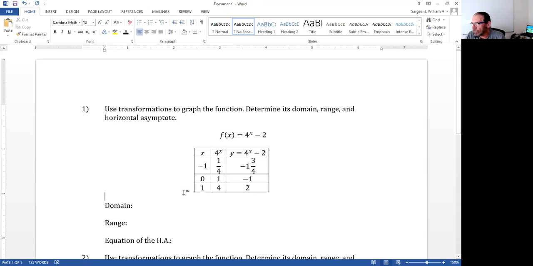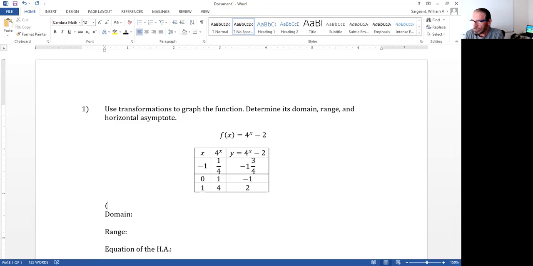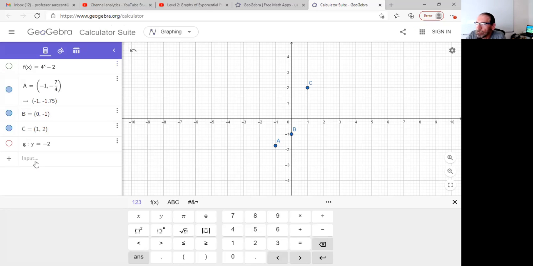So the points that we're going to graph are negative 1, comma, negative 1 3/4, 0, negative 1, and 1, 2. To see what that looks like, here we go. Here are those 3 points graphed. And the graph should look similar to the graph of y equals 4 to the x, which it does.